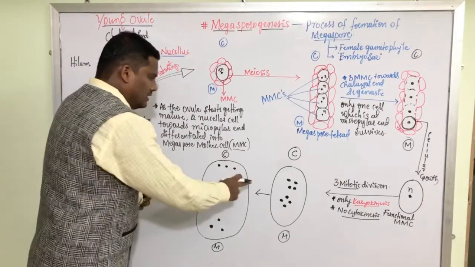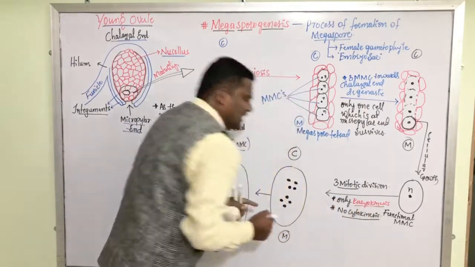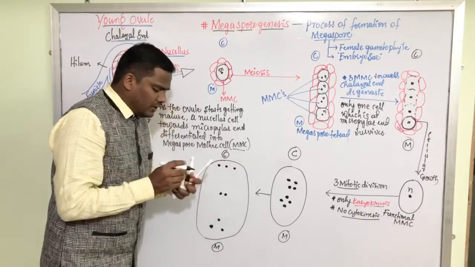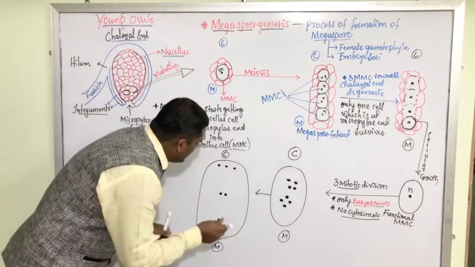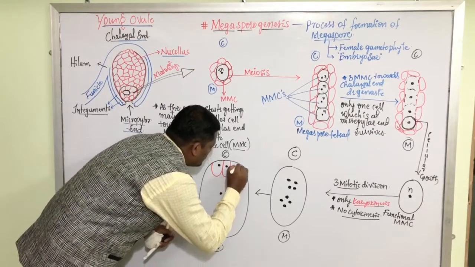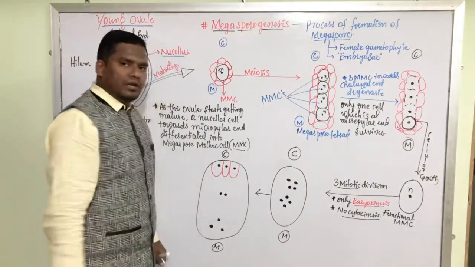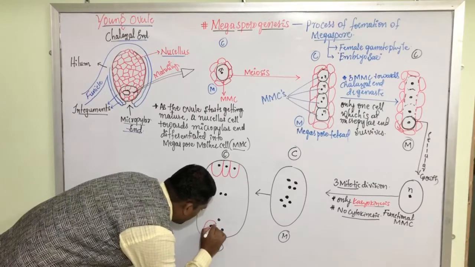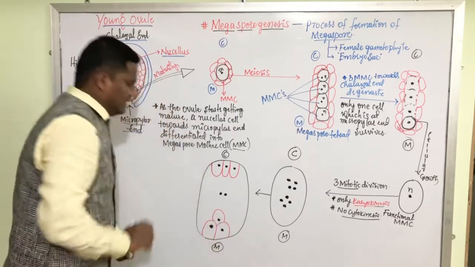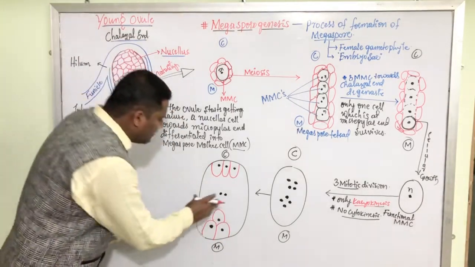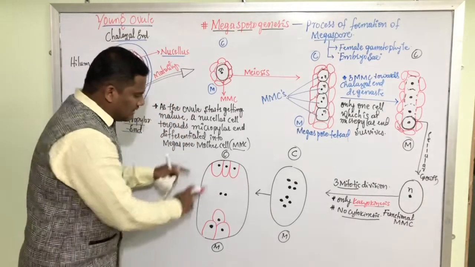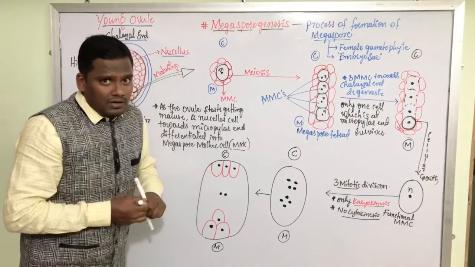After that, till now only karyokinesis has taken place. Now the cytokinesis takes place. As a result of cytokinesis, the cell wall is formed. The cell wall is formed like this. Cell wall is formed around these 3 nucleuses. Here the cell wall is formed around this nucleus, and around this nucleus. But this entire is one cell. In that one cell, we have what? Two nucleuses.